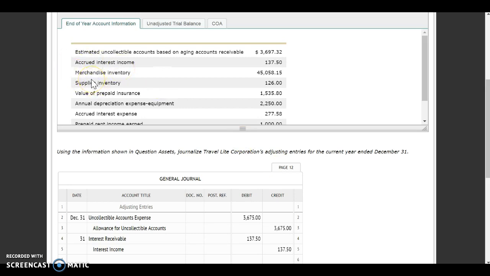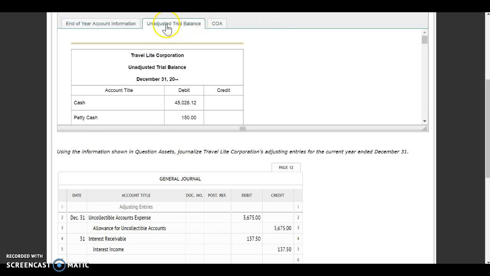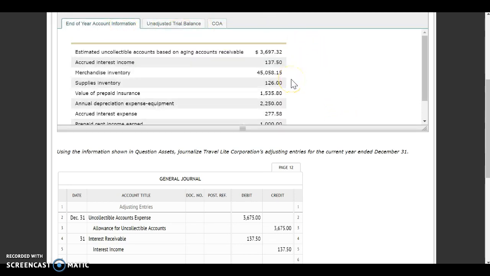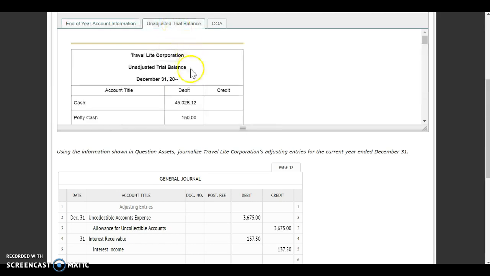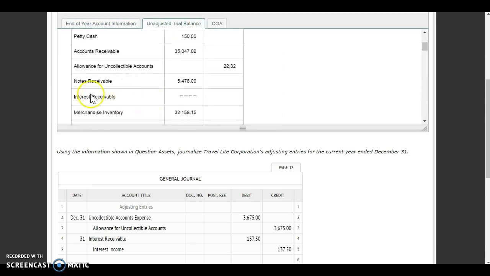Next one, we're looking at our merchandise inventory, and it says our merchandise inventory is $45,058.15. Now here we need to look at our unadjusted trial balance. I'm going to actually go back here first. I'm going to plug this number first into my calculator. So $45,058.15. When I go to my unadjusted trial balance, my merchandise inventory is listed as $32,158.15.